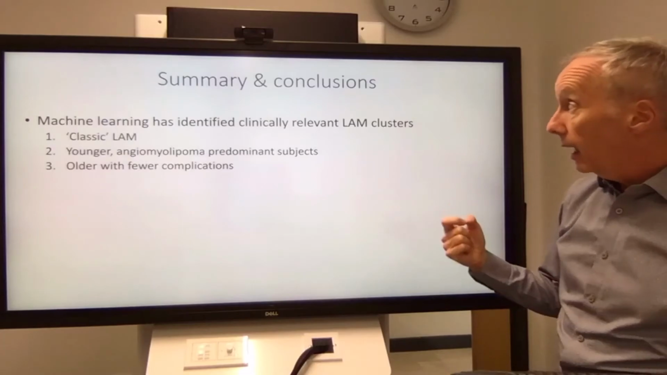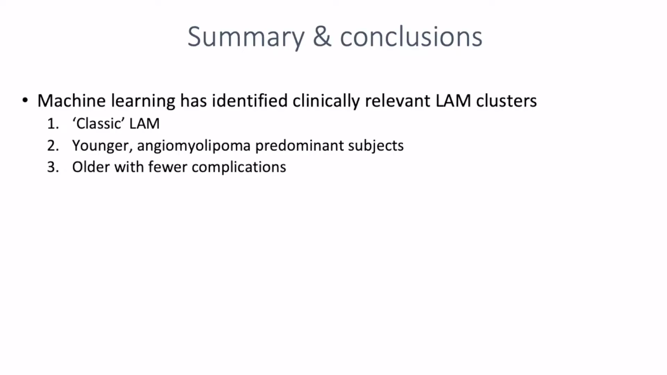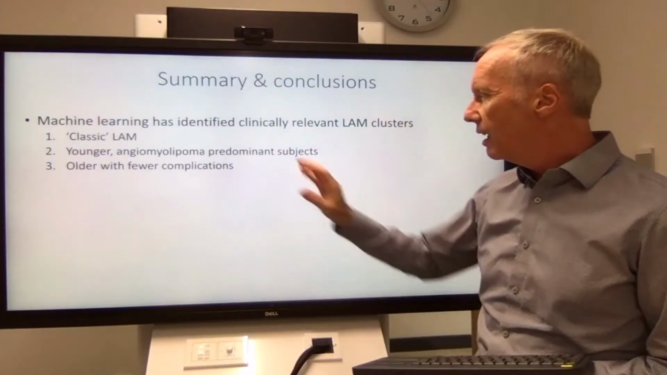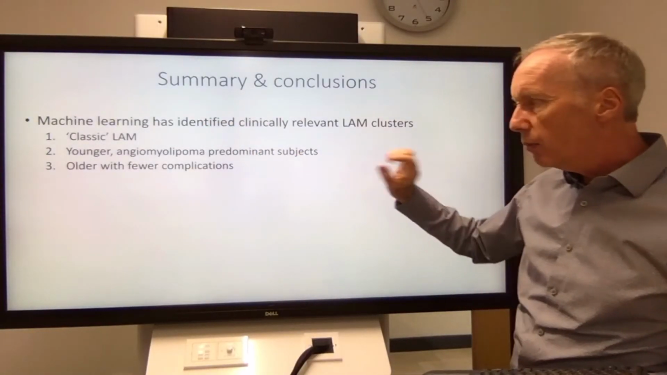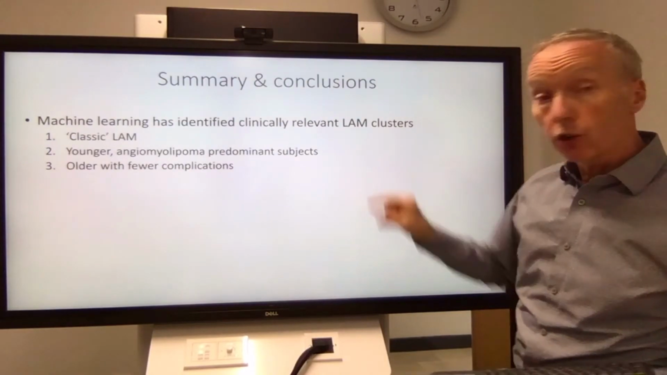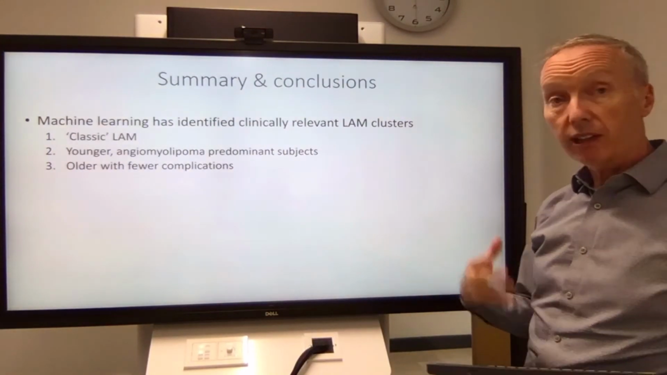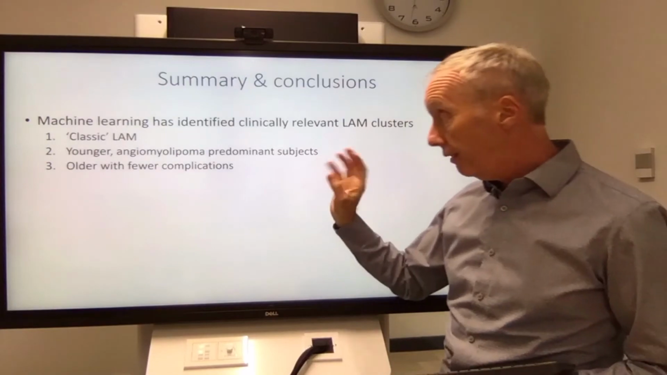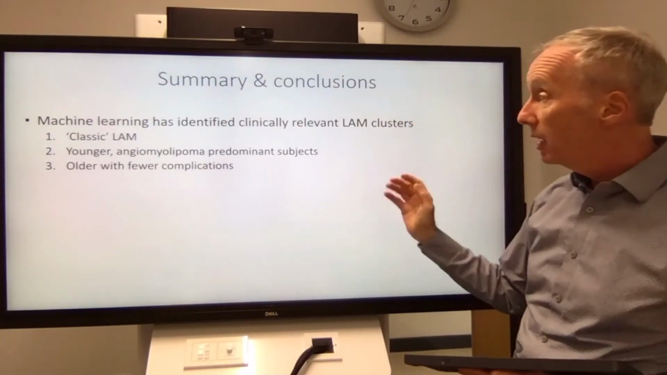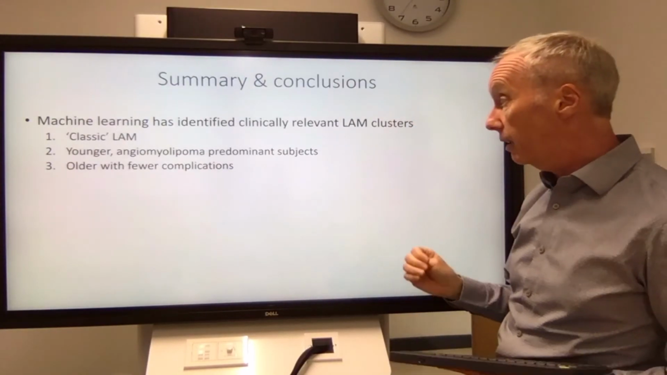So we think, in summary, that machine learning has identified clinically relevant LAM clusters. Cluster 1, the person with classic LAM, so if you read an old textbook about pneumothorax and breathlessness in young women, that's exactly right. And we see cluster 2, who are people with a high prevalence of tuberous sclerosis and a very high prevalence of angiomyolipoma, slightly younger people with better lung function.